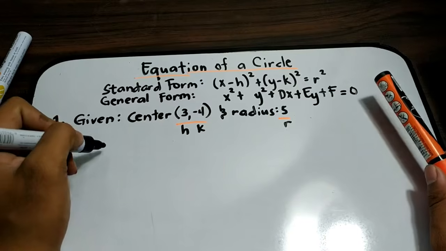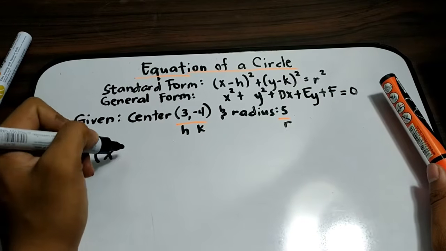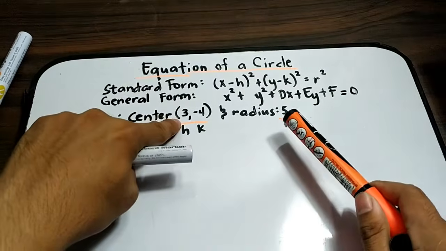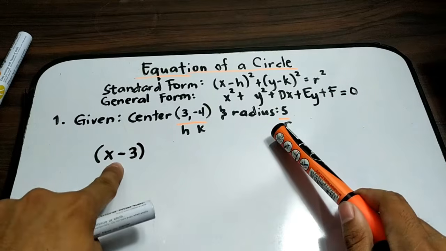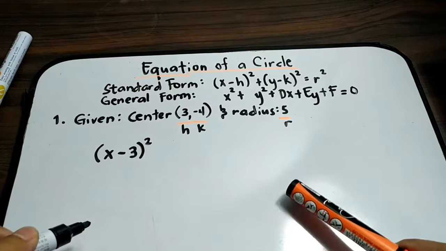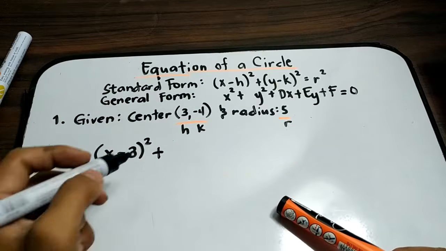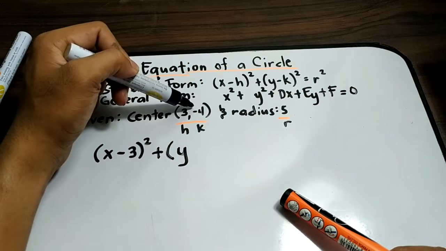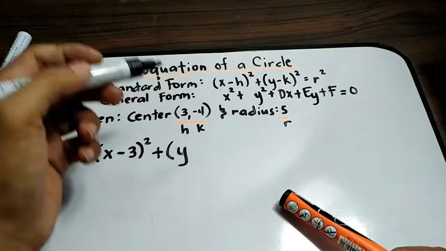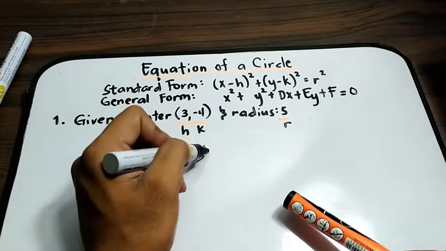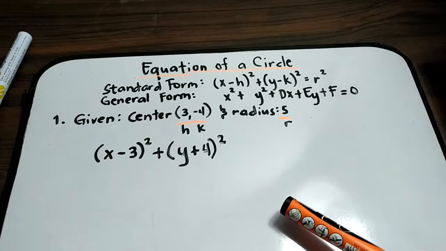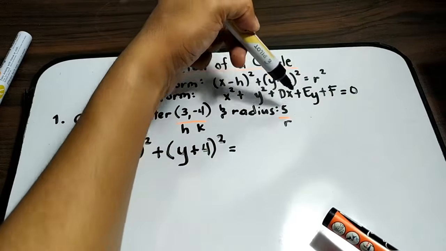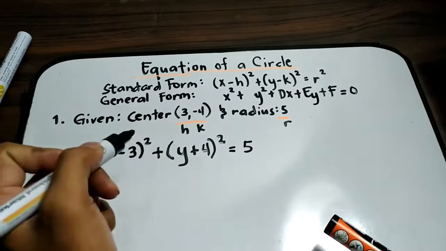So to substitute, we have the quantity of x minus 3, because this one is positive, multiply it by negative, the answer is negative, squared. Plus the quantity of y. Look at the value of your k. The value of your k is negative 4, times negative. So this one will be plus 4 raised to 2. Then after that, we have your radius or r as 5. So you have here 5 squared.